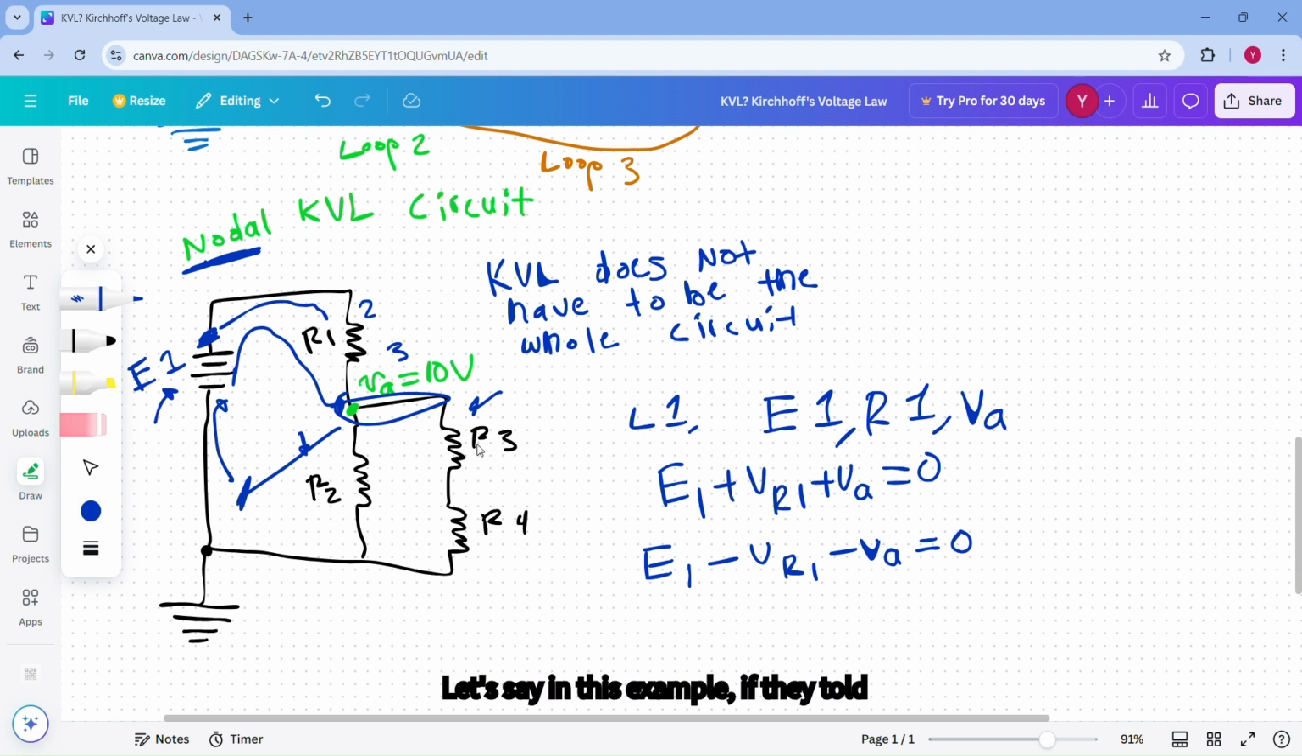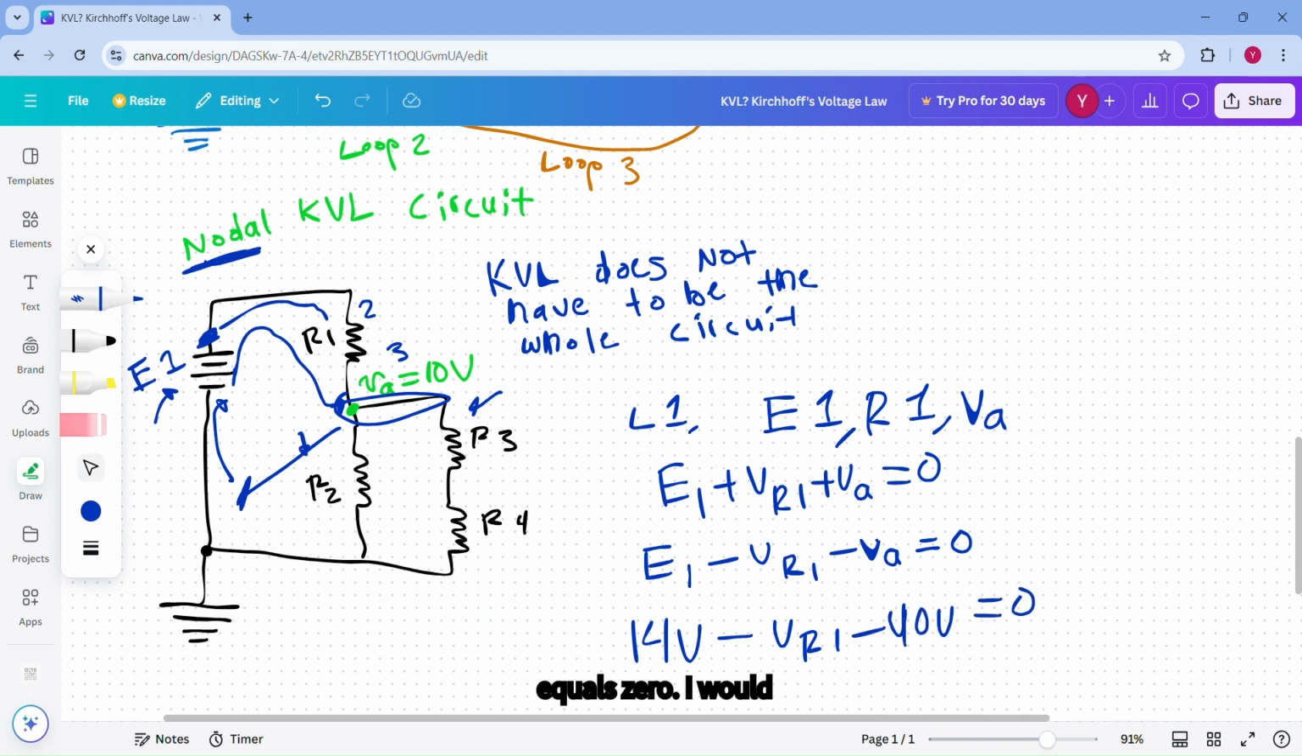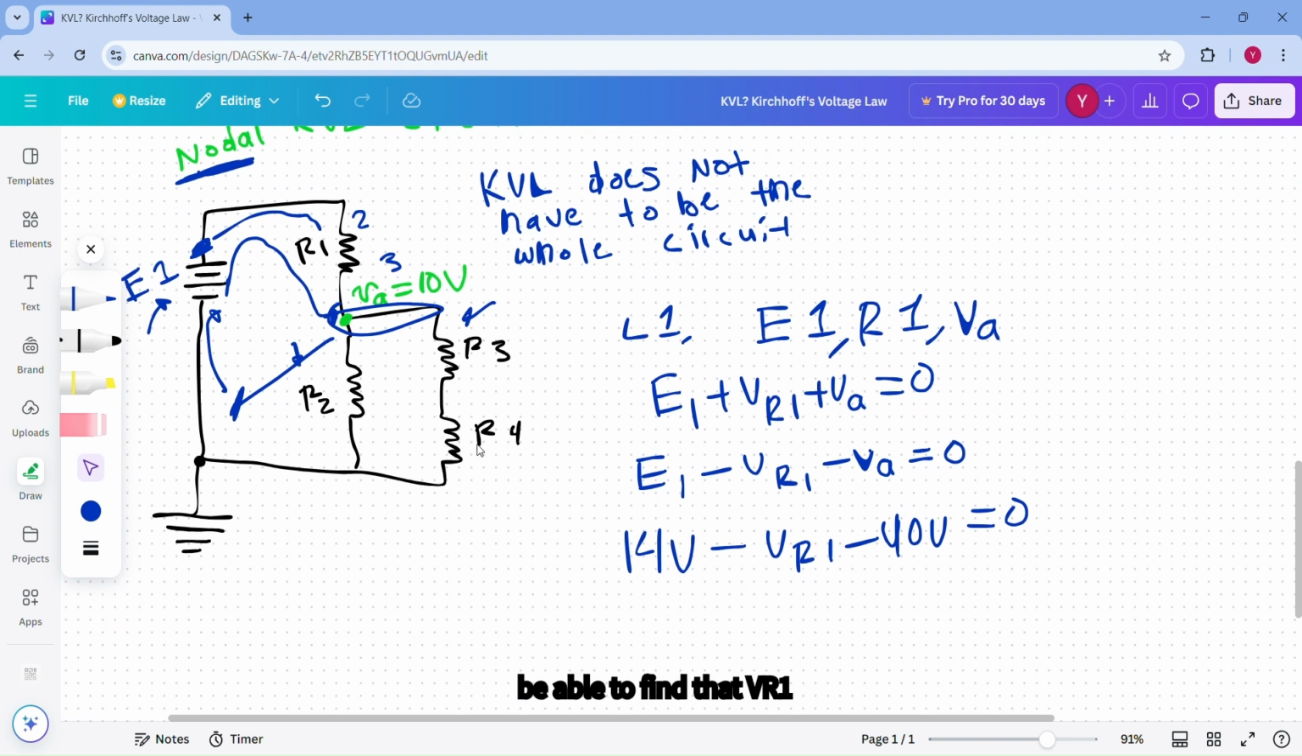Let's say in this example, if they told me that E1 was 14 volts, I'd say minus VR1 minus VA, or 10 volts for VA, equals 0. I would be able to find that VR1 is equal to 4 volts. And that's a case of how we can use KVL in a different manner with these nodal voltages.